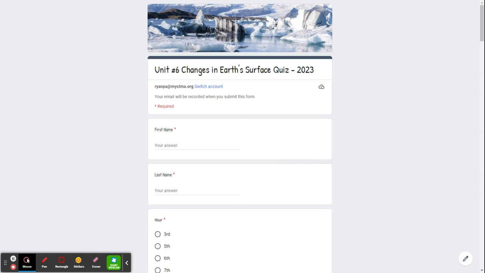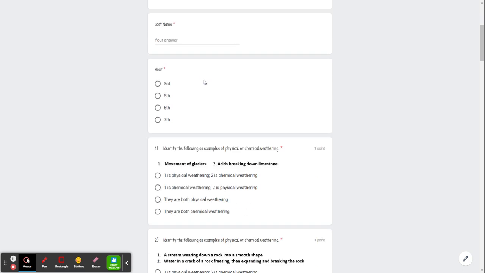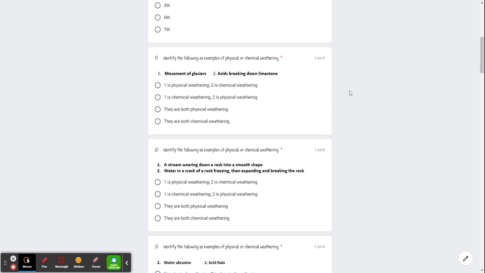All right, here is the Unit 6, Changes in the Earth's Surface quiz. First, put your name, first name, last name, and select your hour. First question, identify the following as examples of physical or chemical weathering.